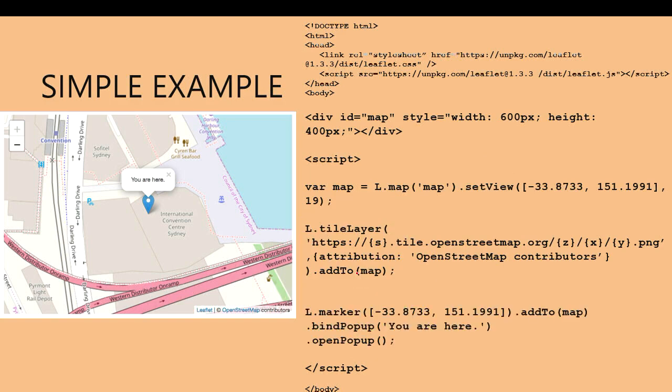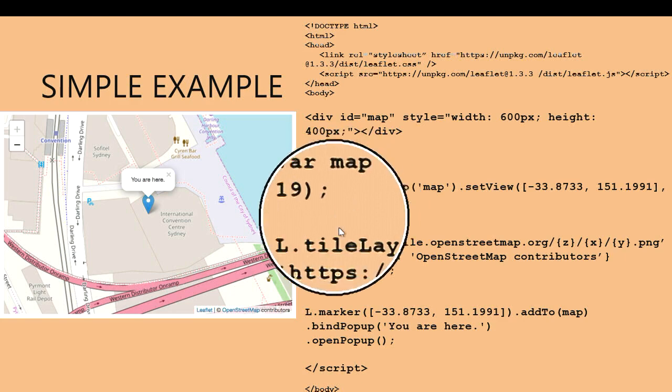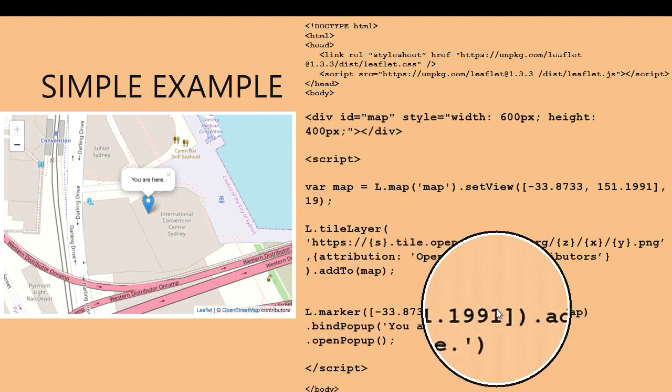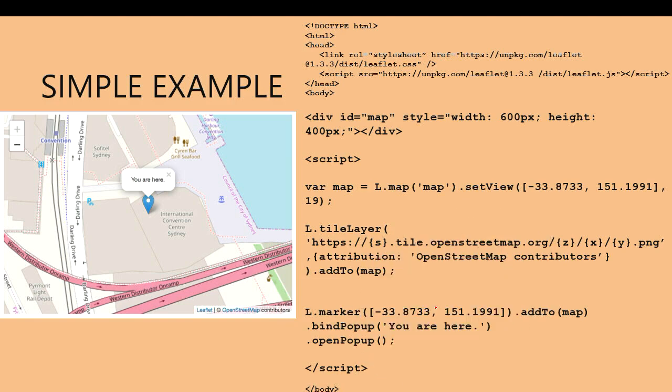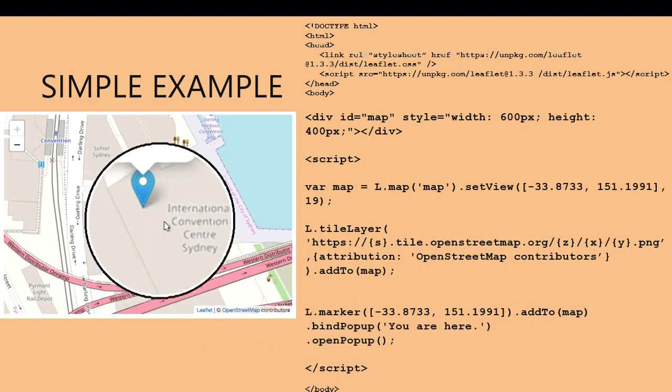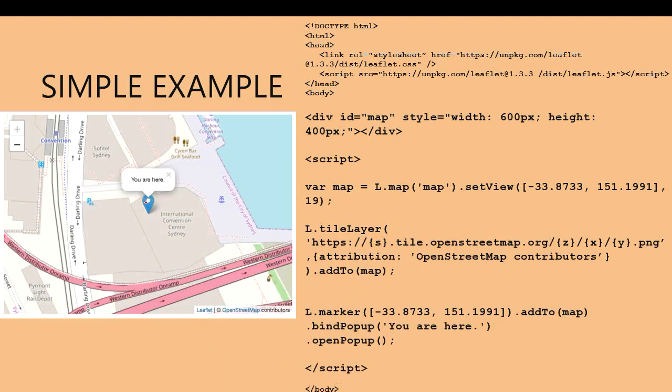And finally, we actually add the marker that we wanted to add. So we've got our latitude, longitude, add to map. We bind a pop-up saying, hey, you are here, and then open it up. And we end up with something like this.